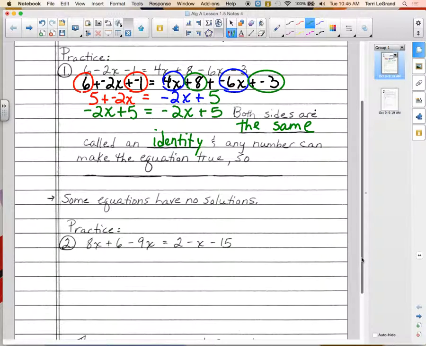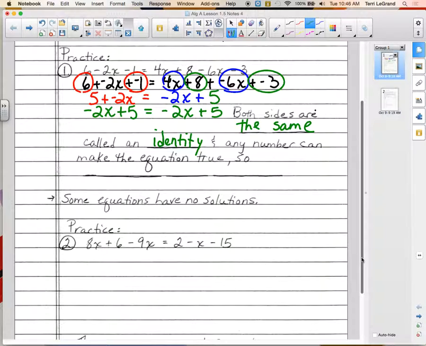Okay, so what did you pick, Aurora? 10. Okay, let's put 10 in. Negative 2 times 10 is negative 20. Negative 20 plus 5 is negative 15. Well, isn't that what's going to happen on the other side too? Yes. Negative 15 equals negative 15, true or false? True.